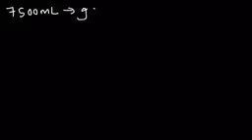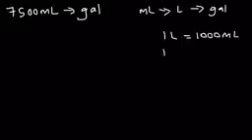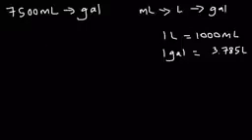Here's another example. Let's convert 7,500 milliliters to gallons. So what are some conversion factors that we could use here? Well, first, let's make an outline. We know the one that's going to take us from milliliters to liters, and we have one that can take us from liters to gallons. So for the first step, we could use this one. We know that 1 liter is equal to 1,000 milliliters. And for the second step, we could use the fact that 1 gallon is equal to 3.785 liters.